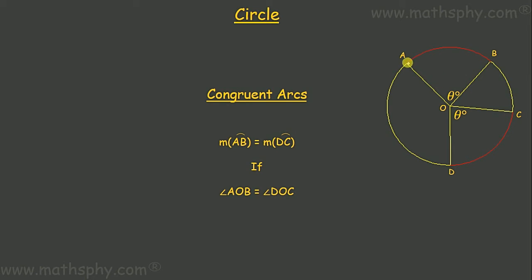Congruent arcs. This arc here, arc AB, and this arc here, arc DC. Suppose this angle here and this angle here are both equal. Suppose this angle is say 40 degrees, just for assumption, and this is also 40 degrees. In that case, this arc and this arc will be congruent. Since angle AOB, this angle here, is equal to angle DOC, this angle here, they are equal, so the degree measure of arc AB and the degree measure of arc DC are equal. So we can call arc AB and arc DC congruent arcs.